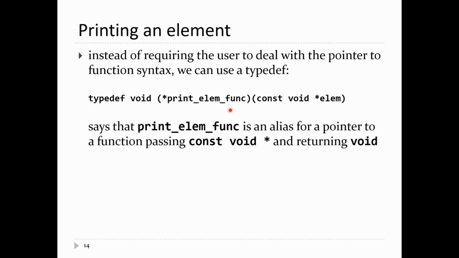So print elem func is just the short form, an alias for a pointer to a function that can print an element. That's all it says. So print elem func is just an alias for a pointer to a function taking a void star pointer and returning void.